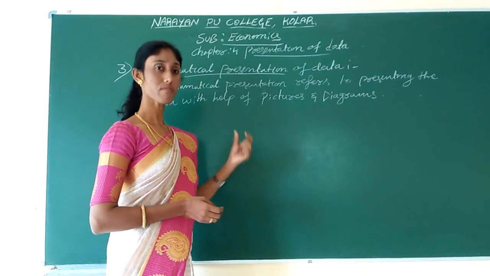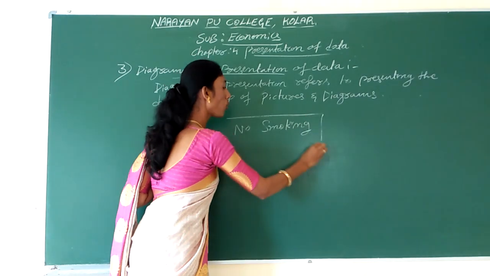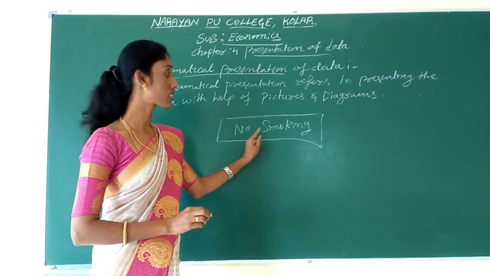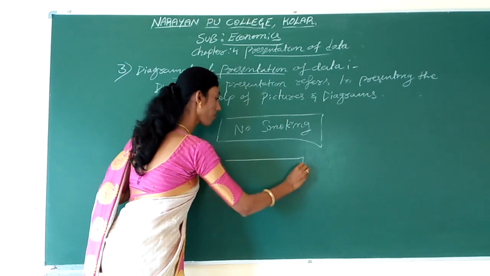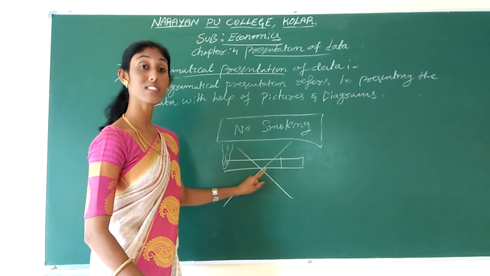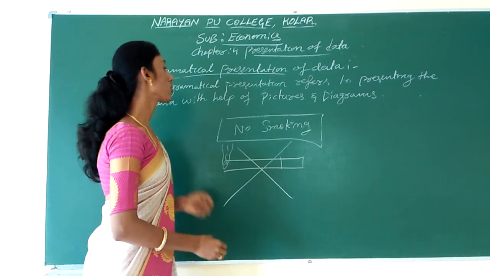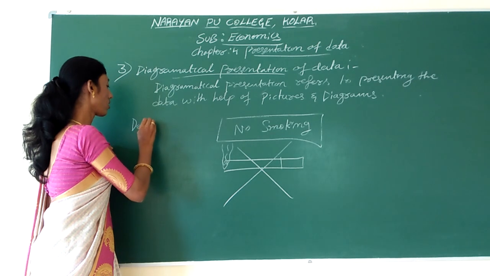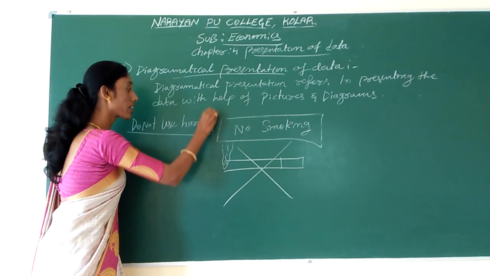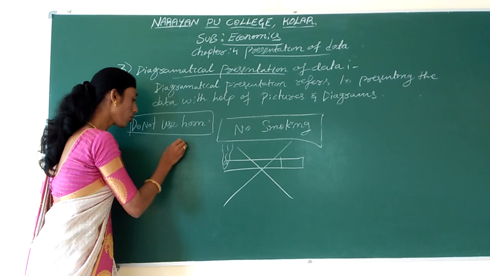For example, if we tag a board like 'no smoking zone', then only the educated people can read this and they can understand this, right? But when we use a picture instead of these words, then everyone can easily understand. Here there is no smoking zone or it is a no smoking area, and do not use oral. Only the educated people used to read this code and they can understand.